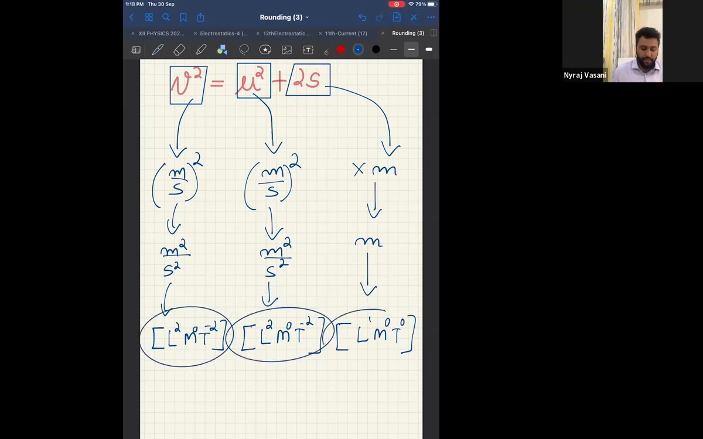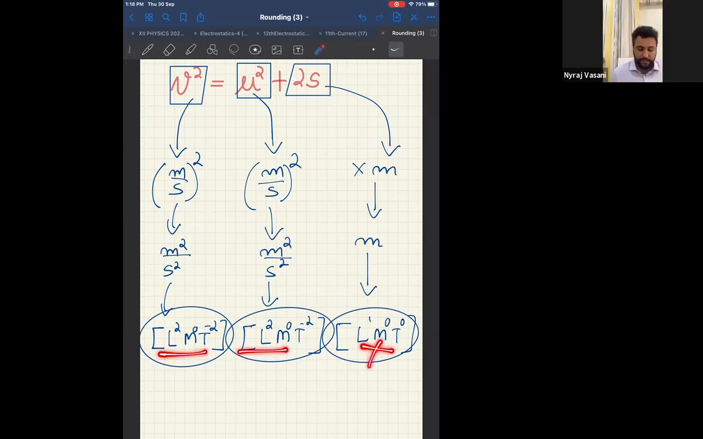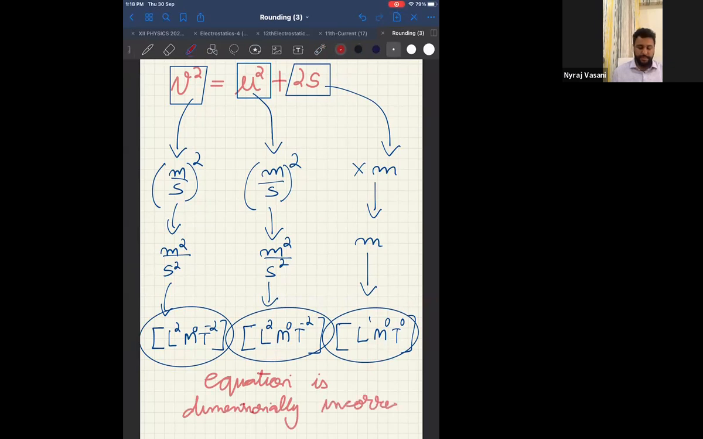Now compare the final three dimensions, 1, 2, and 3. Are all three same or something is different? Can I say these two are same, but this one is different? Therefore, if any one is different, what do we conclude? This equation is dimensionally incorrect. We write this equation is dimensionally incorrect. How did I conclude? Because all three dimensions are not the same. Clear? Therefore, make a note right now.